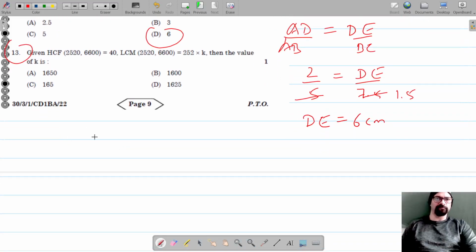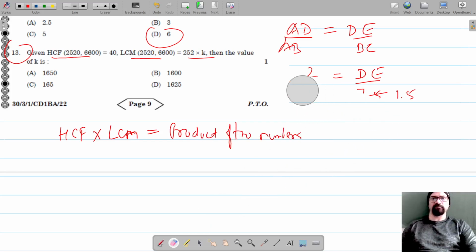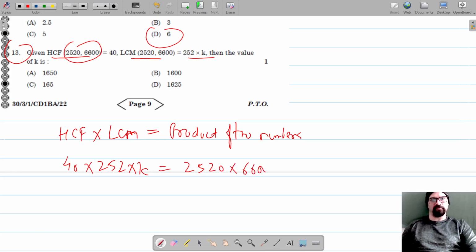Moving on to question number 13. Now, the HCF and product of two numbers. We know that HCF into LCM is equal to the product of two numbers. So HCF is given as 40 and LCM is 252 into K, and the two numbers are 2520 and 660.